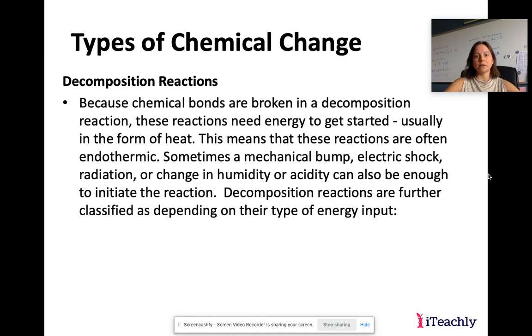decomposition, but not necessarily. If you have a compost pile, you'll notice that the compost actually, when you open up the bin, you can actually see the heat and see the steam from the reaction occurring. Sometimes we need acidity to initiate the reaction, or humidity, or even electricity to get these decomposition reactions to go.